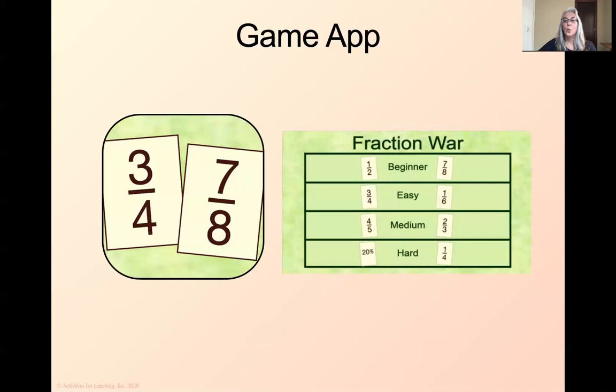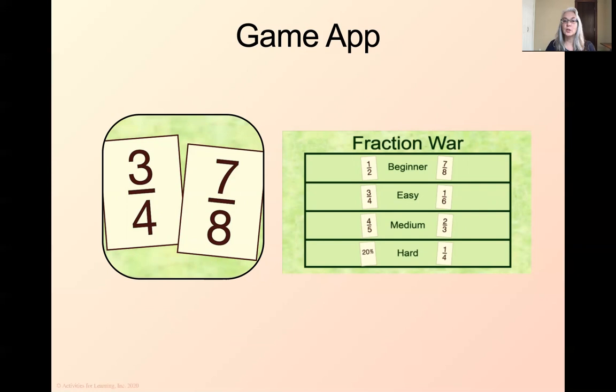We also do have a game app with fraction war. So you can have the very beginning games. The beginner is going to do halves, fourths, and eighths. And then the easy, we add in, I think it's the thirds and the sixths. And then the medium adds in fifths and tenths. And then the last one does percentages.